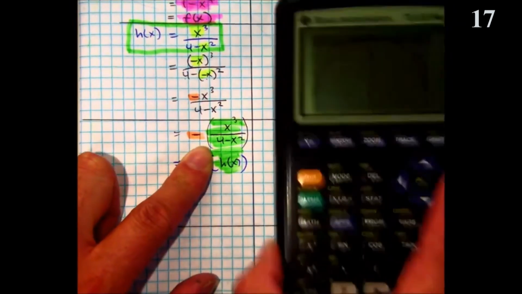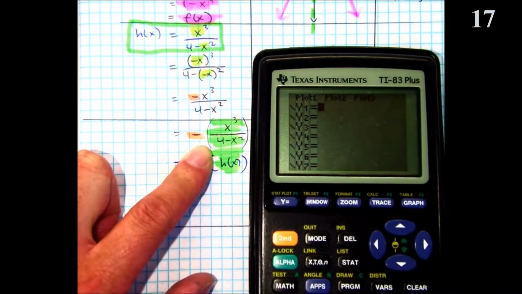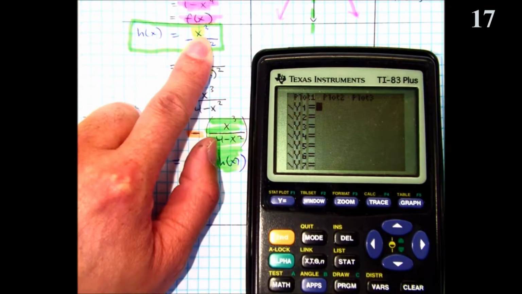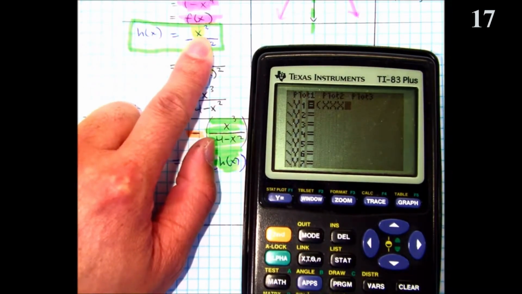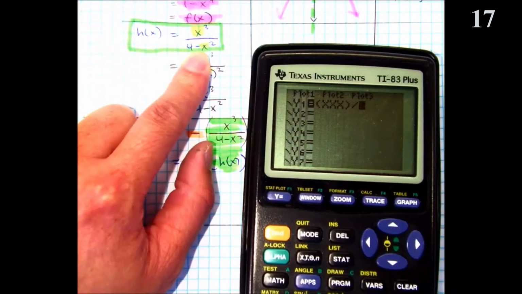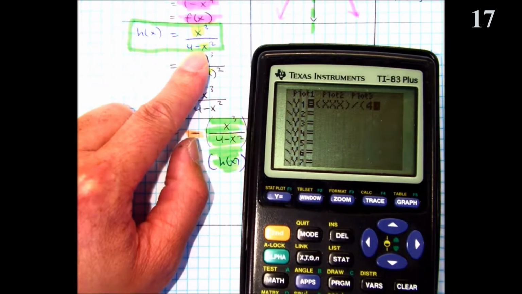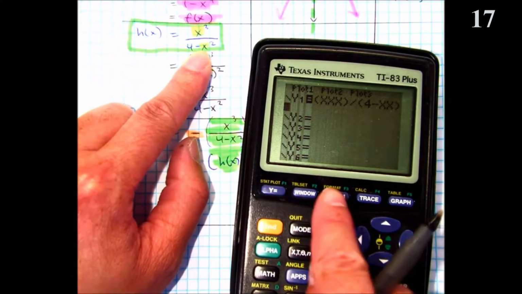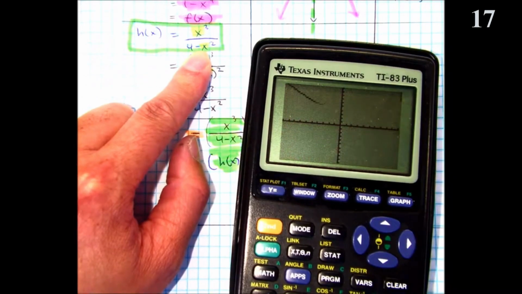So you have a rational function here. When you're graphing rational functions, make sure you're starting with the original problem up here. You're going to put the numerator in parentheses. So parentheses, x, x, x. Close the parentheses, divided by 4 minus x, x. I'm going to press zoom 6. Standard zoom. And you're going to get a crazy graph.